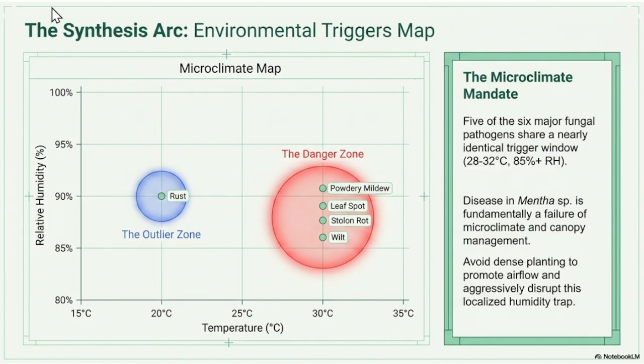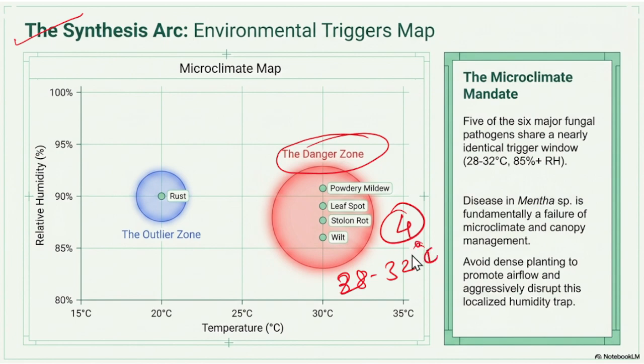Then we can see here the synthetic chart or environmental trigger map. The danger zone for basically the four diseases or four pathogens is about 28 to 32 degrees Celsius, which is a favorable environment for these diseases. If the environmental temperature is 28 to 30 degrees Celsius, then all four diseases are caused.